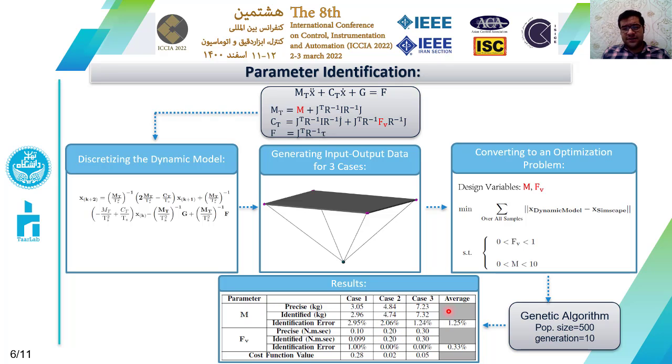And as you can see, the average amount of identification error for identifying the M parameter was about 1.25%, and the average amount of identification error for identifying the Fv parameter was about 0.33%.